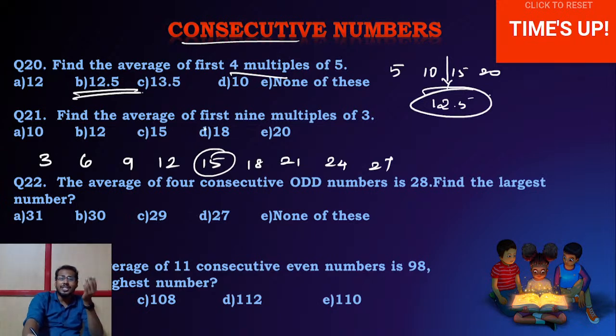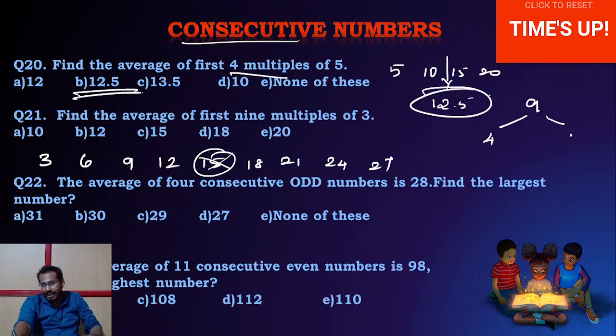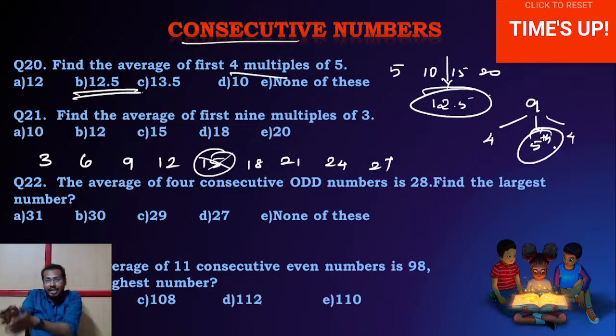Find the average of first 9 multiples of 3. Which is the middle number? Please tell me. I'm not asking for this 15. Totally 9 numbers, right? Which number is the middlest number? Here I can split 4 numbers, and here I can split 4 numbers. Which number is the middle number? The fifth number is the middle number, correct? That should be the average too. The middlest number is the average, right? So the fifth number is the average.